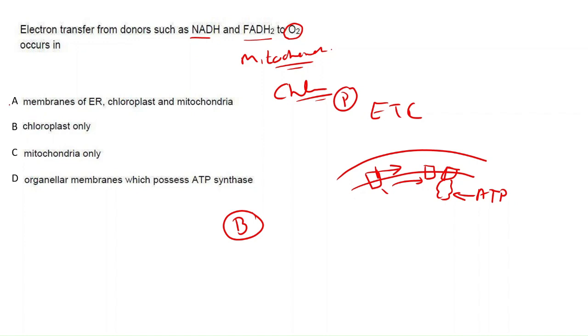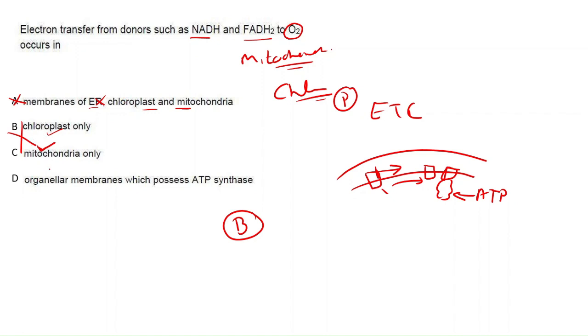But the options are: option A, membrane of ER, chloroplast and mitochondria, but not in the ER. So option A is the wrong statement. Options B and C state that it's only in the chloroplast, and only in the mitochondria. It's not only in the mitochondria, it is also in the chloroplast. So both B and C are wrong.